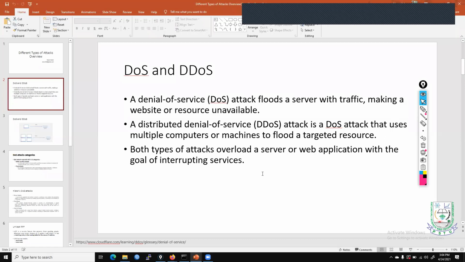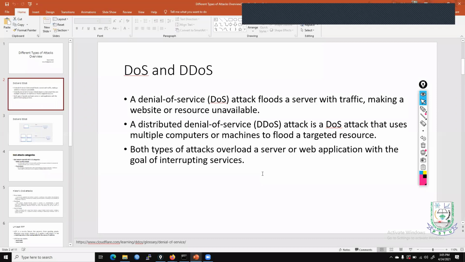So DDoS, or distributed denial of service, is a type of DoS attack that comes from many distributed sources, such as botnet DDoS attacks. So we are coming to that part. What is a botnet? But how does a DDoS attack work? There are many ways it can happen, right?